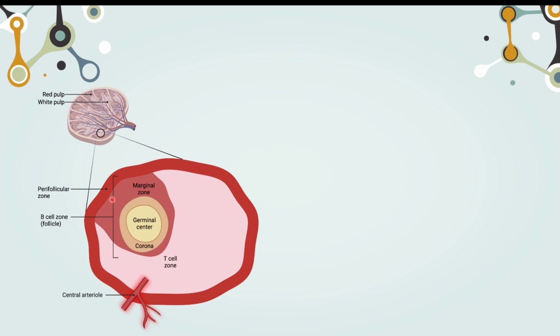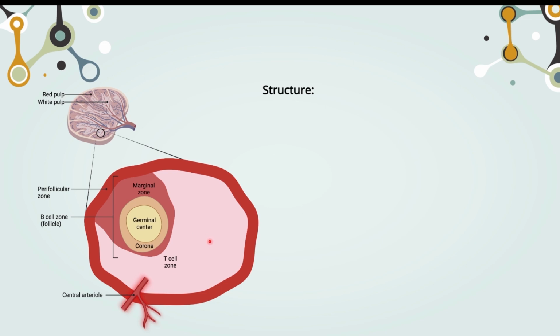The white pulp is divided into follicles, which are also known as the B cell zone, and there is a T cell zone as well. You can imagine that the B cell zone or the follicles have a lot of B cells. That's why they are called B cell zone. And the T cell zone has a huge storage of the T cells. Now the follicle has a germinal center where the major activation of the B cell occurs. So this is the germinal center where the active B cells are present, and this is the marginal zone.